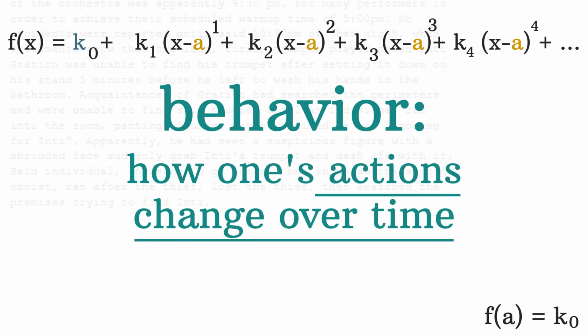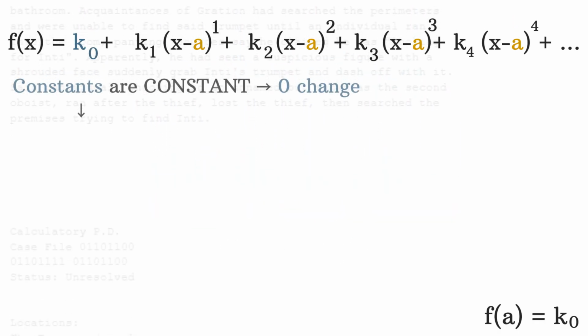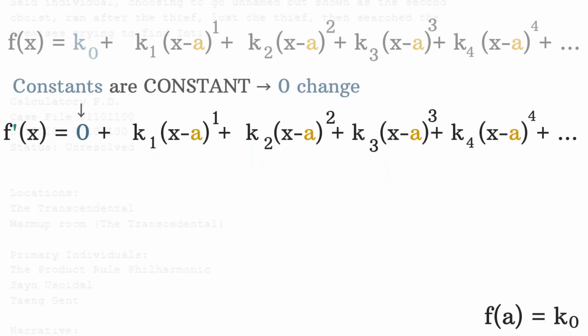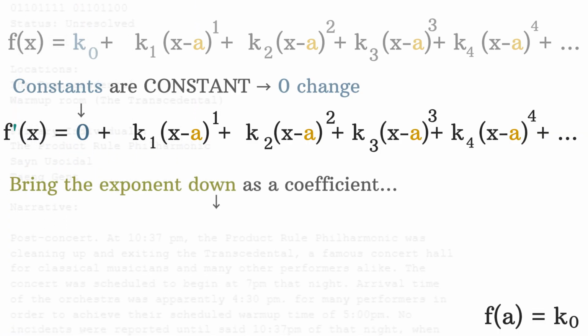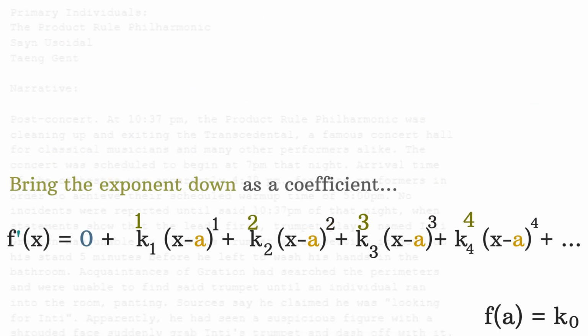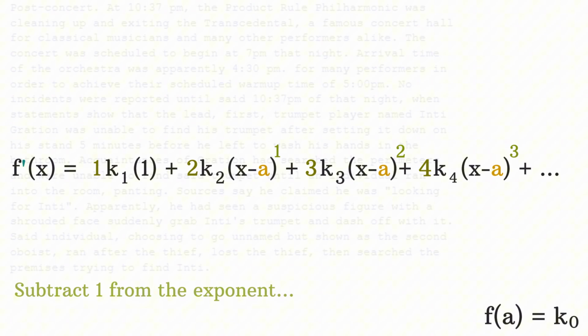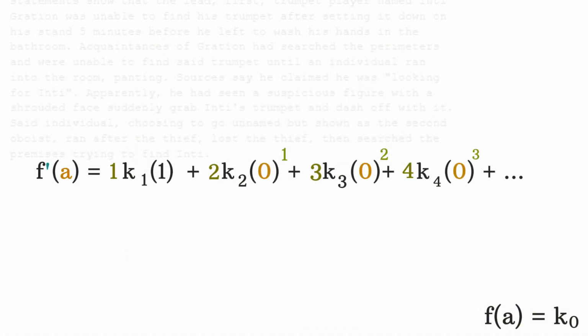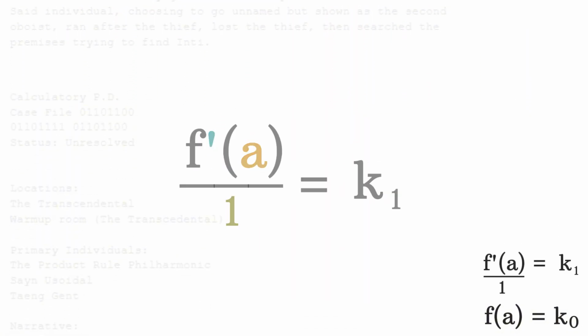In calculus, this is known as the derivative. Constants stay constant over time, so they have 0 change in behavior. Otherwise, each term is derived by bringing the exponent down as a coefficient and subtracting the existing exponent by 1. Using the information we know, we find our unknown. I modeled the behavior of my function.